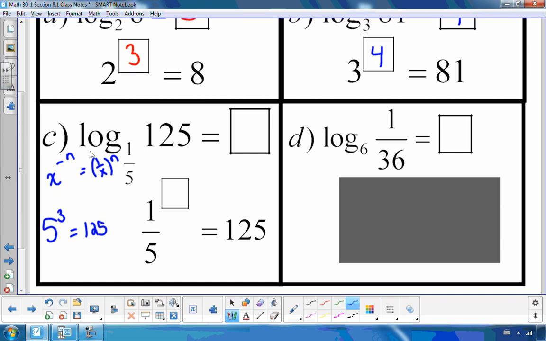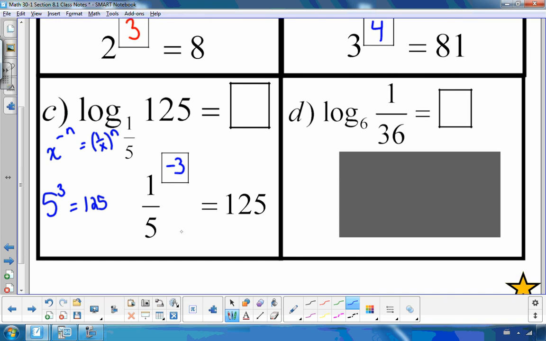If I have a fraction base, I can come back to a whole number base by having a negative exponent. So what that means is that 1/5 to the negative 3 would be the same as 125, because if I take the reciprocal of my base, 1/5, that would be 5, raised to a positive exponent. So anytime I have a fraction base, I can take a negative exponent to make it equal to a whole number. So that means that this log has a value of -3.